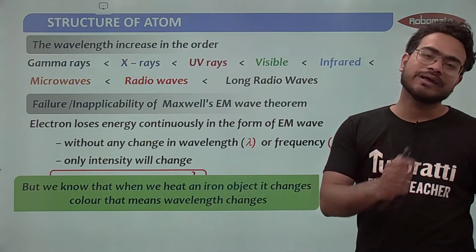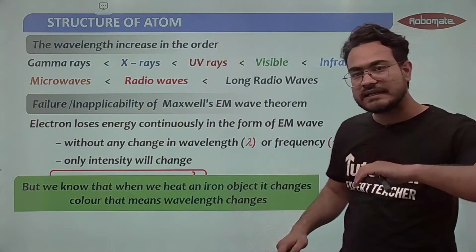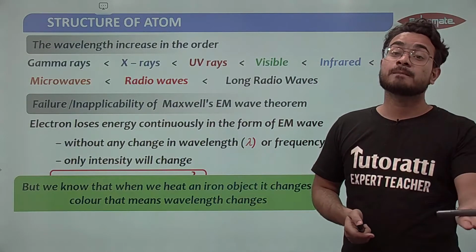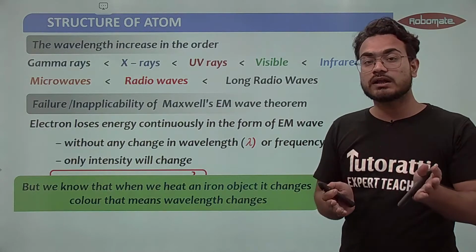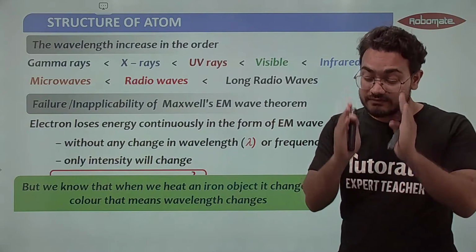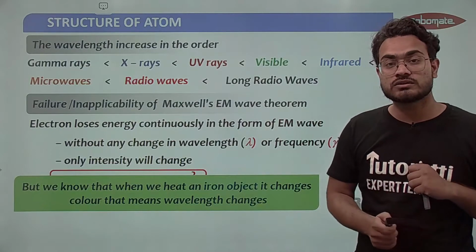Now, how can I say that it is getting heated and its wavelength is changing? Because earlier it was not showing any color and now it is showing red color. It means the wavelength is changing. It is definitely changing. That is why I am saying Maxwell was wrong in his approach.